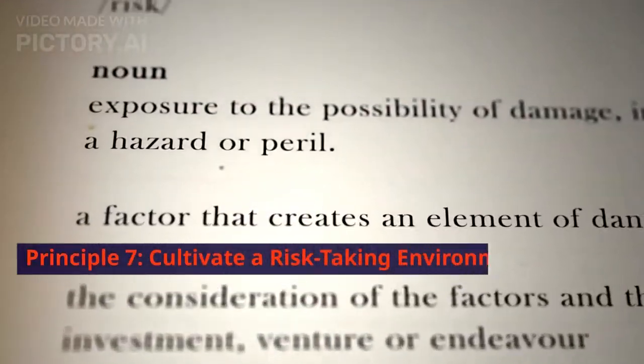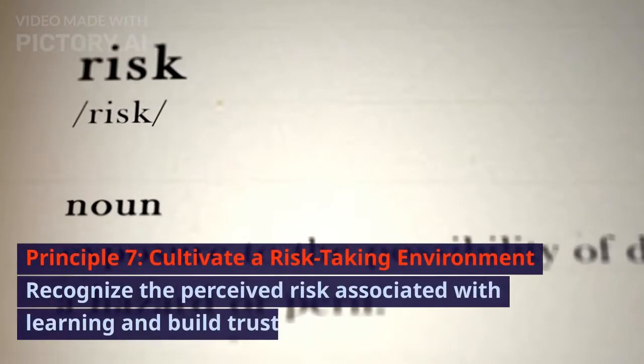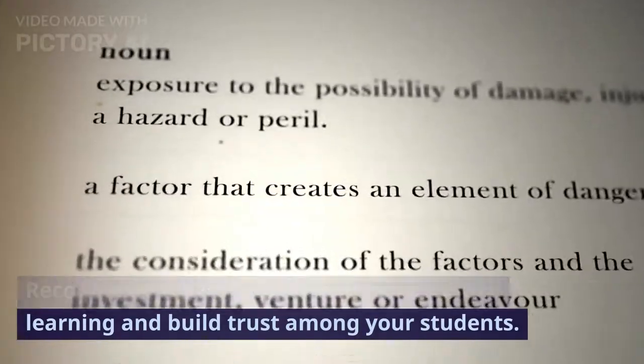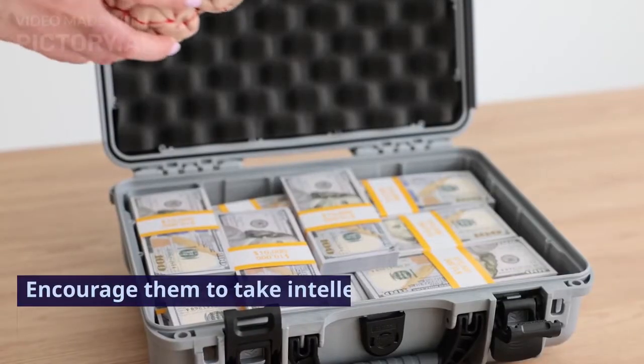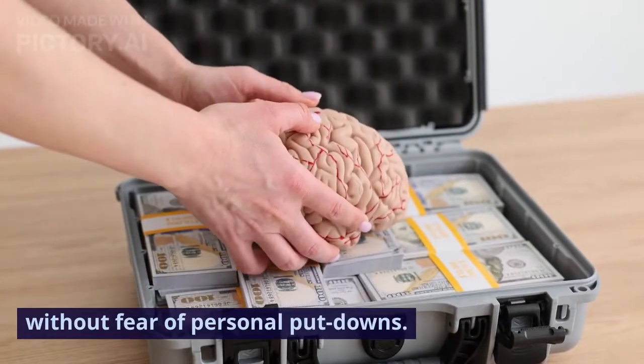Principle 7. Cultivate a risk-taking environment. Recognize the perceived risk associated with learning and build trust among your students. Encourage them to take intellectual risks without fear of personal put-downs.